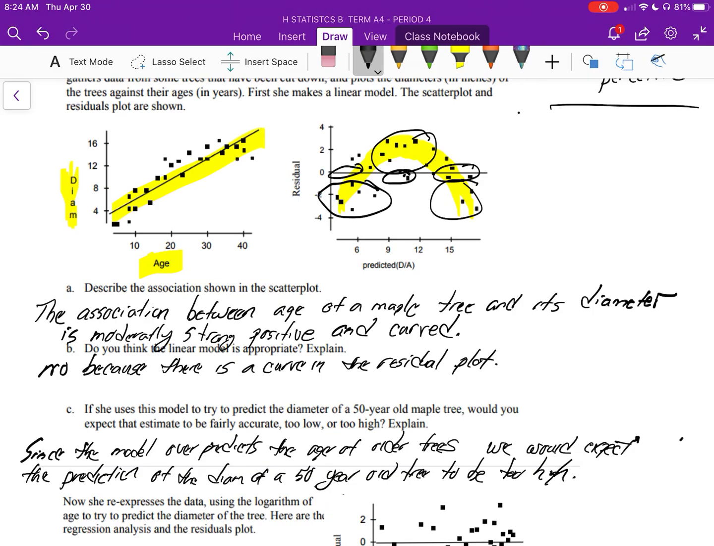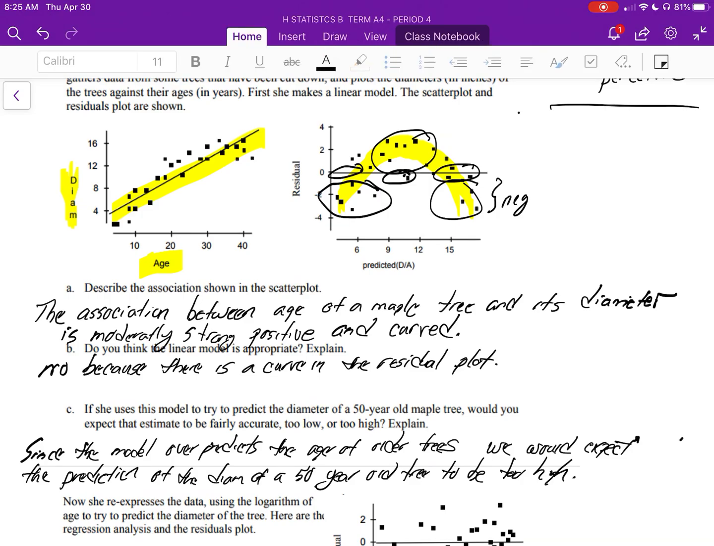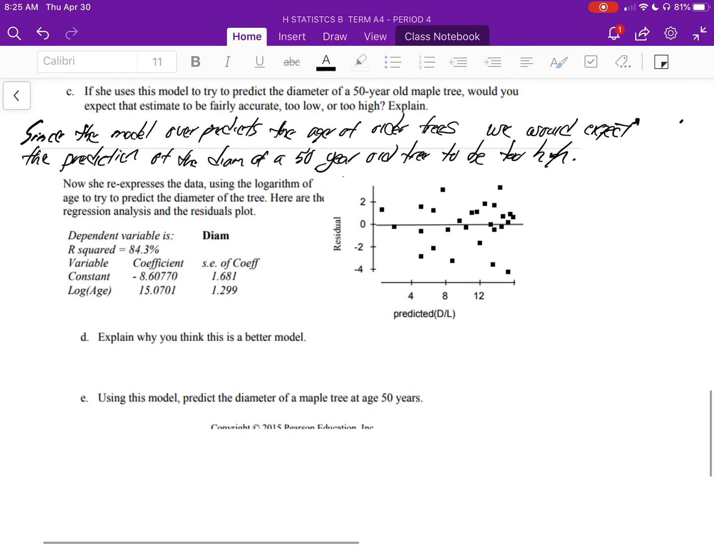We'd also expect there to be a negative residual, right? Because these are negative residuals right here. We can go in and say that if we wanted to. All right. So what do we do about it? Well, what they did was, it looks like they re-expressed the data using the logarithm like we did in the previous example. And they used that to try to predict the diameter of the tree.